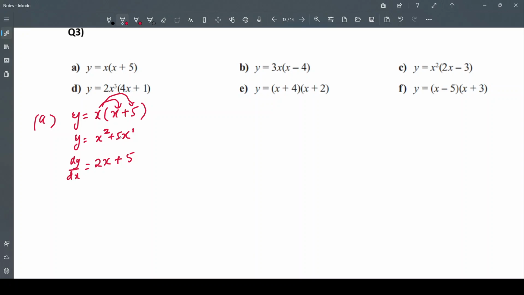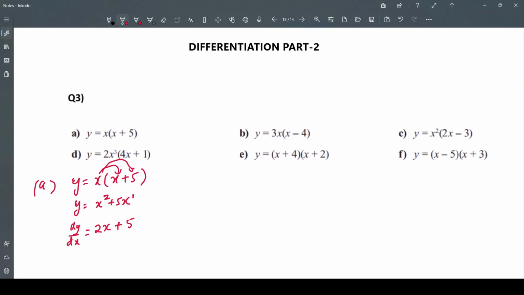The power will come and multiply with 5, and 1 minus 1 will be 0 as the exponent, so x raised to the power 0 will be 1. For example, if I want to differentiate this one, I have to bring this 1 in front. When this 1 comes in front, it will be multiplied with 5, and 1 minus 1 will be the power. So 1 minus 1 is 0, and anything raised to the power 0 is 1. So 5 into 1 gives you 5.